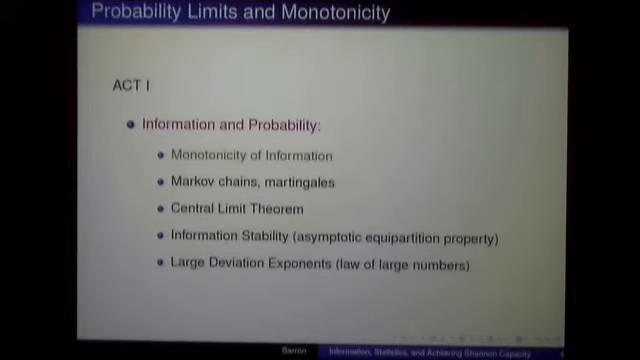Act 1 concerns the overlap of information theory with probability. So the theme here is looking for a monotonic approach. As you get larger sample sizes, or further down through a stochastic process, are you closer to the appropriate limits, and what are those limits? So there's issues of Markov chains, Martingale, central limit theorem, the AEP, and the exponents that go with the law of large numbers.